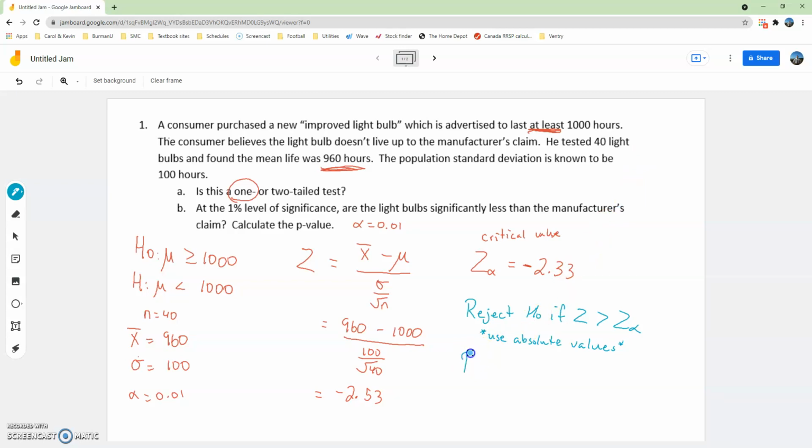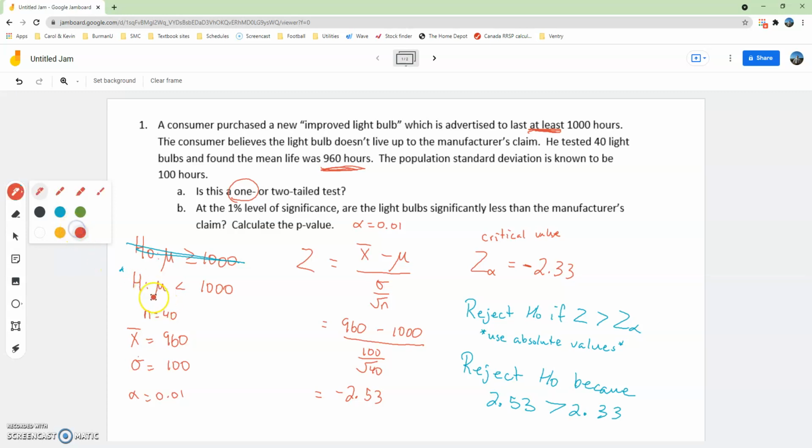So we will end up rejecting the null hypothesis because 2.53 is greater than 2.33. 2.33 is our critical value, or that threshold value. Our test statistic, our value we got from our sample, is greater than our critical value. So we will reject the null hypothesis. Rejecting the null hypothesis basically tells us that this statement here is wrong. And we're left with this statement here.